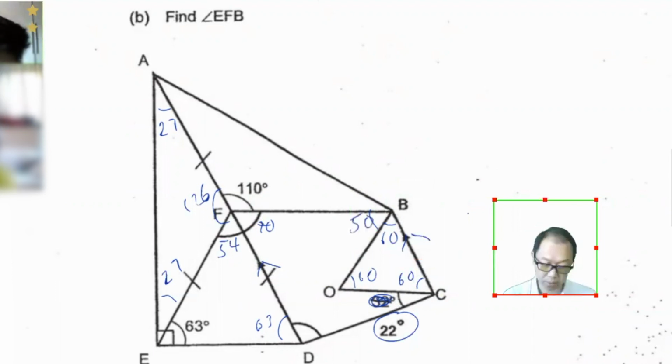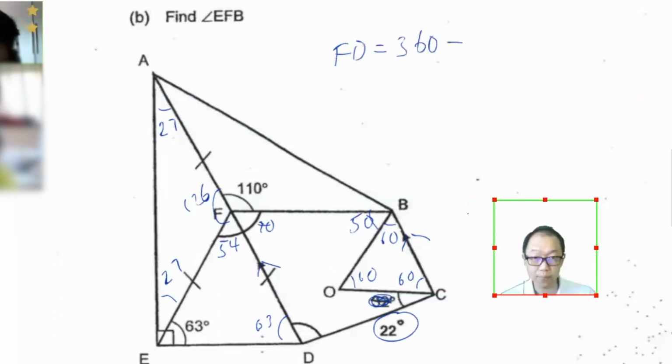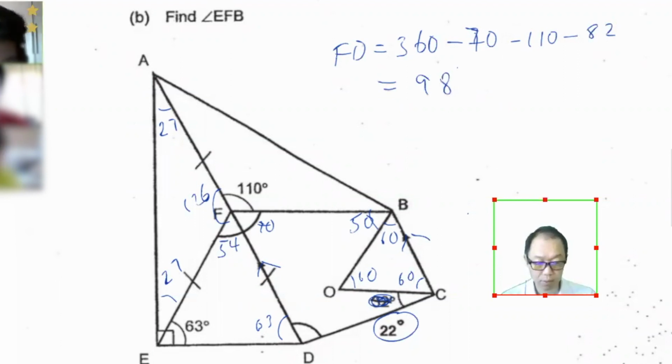And what else can I find? Now, if this is 22, basically I can find the first one, FDC. So FDC is 360, take away 70, 70 minus 110 minus 82 equals to 98. Okay, so what am I doing here?